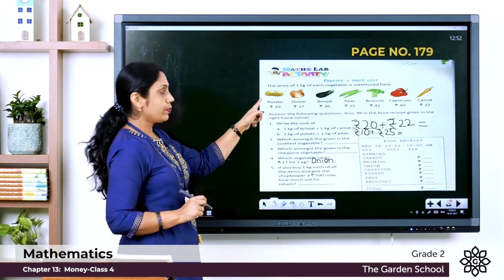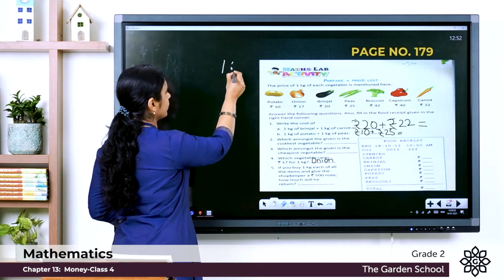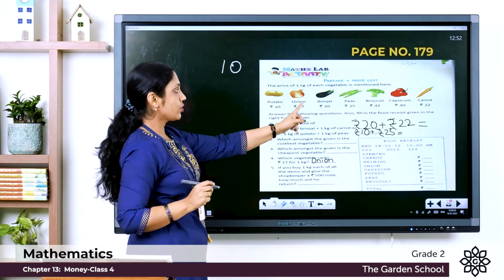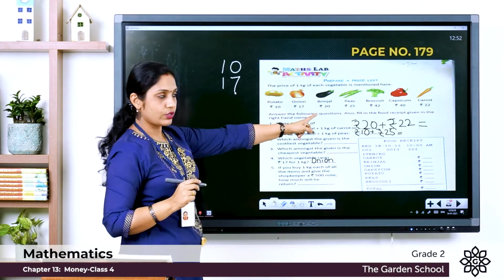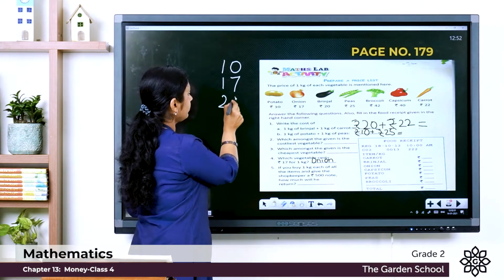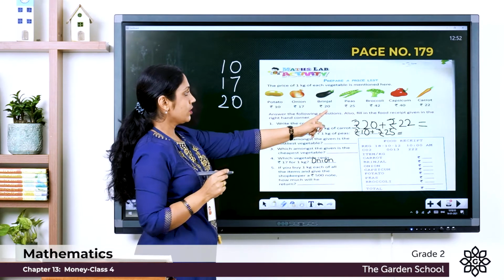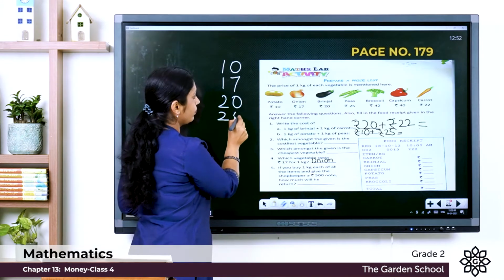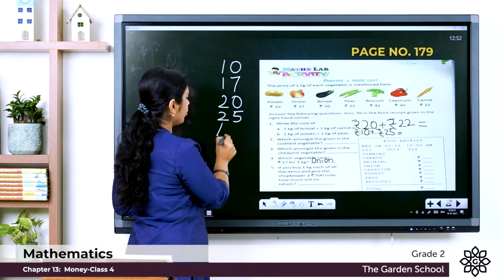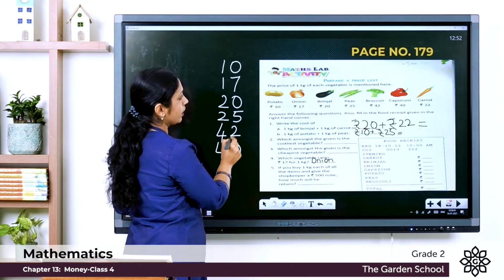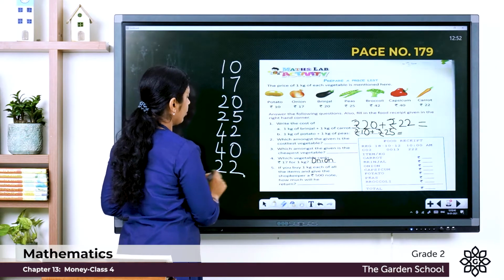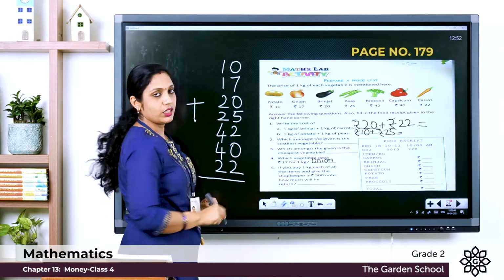So potato is rupees 10. Next, onion is rupees 17. Brinjal costs rupees 20. Peas 25. Broccoli 42. Capsicum 40. And carrot 22. Now we have to add all this.